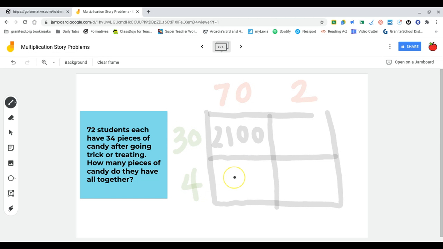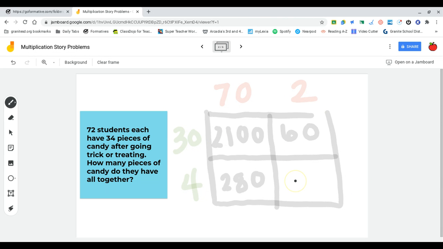Now I'm going to move on to my second box down here. The order doesn't really matter as long as you get the numbers correct. So this one is 70 times 4. So I'm going to leave off this 0 and do 7 times 4, which is 28. And then don't forget to add the 0 back on at the end. Now I'm going to move up here to this box and do 2 times 30. And I'm going to leave off that 0 and do 2 times 3, which is 6. And then add the 0 back on.